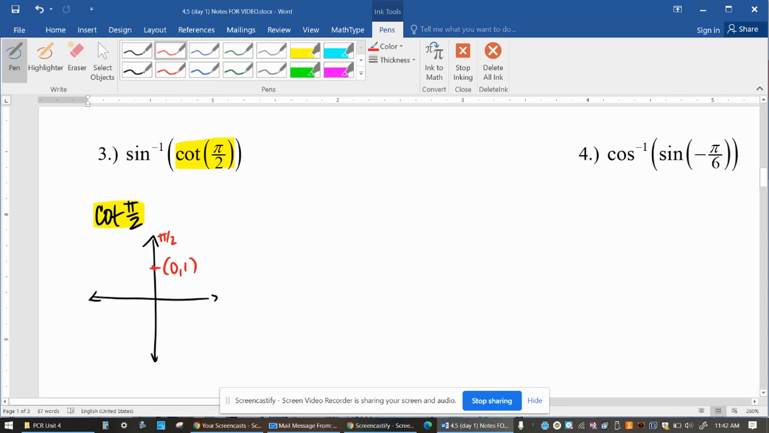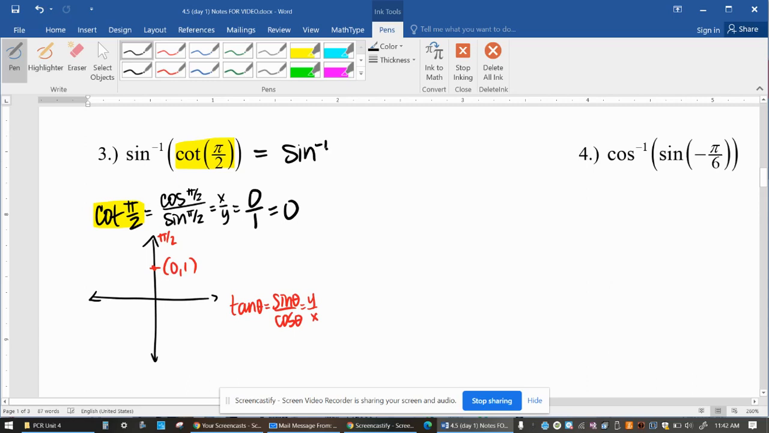Now, cotangent is the reciprocal of tangent. Okay, so we know that tangent is sine over cosine. So that means that this is going to be cosine over sine: cosine of pi over 2 over sine of pi over 2. Tangent is normally y over x, right? So that means cotangent is x over y. So I'm going to want the x value over the y value, which gives me 0. So now I'm going to go back and replace that into the original problem.